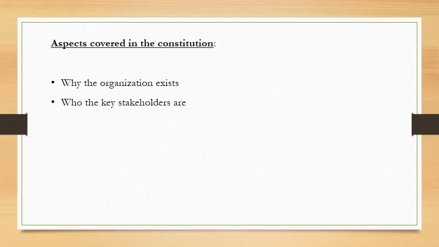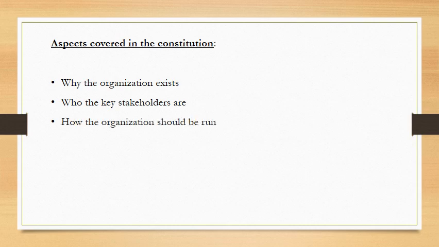Then secondly, you must state who your stakeholders are. Now, when we talk about stakeholders, we talk about everybody who plays a role in the organization, whether it be members who belong to the organization or the public that the organization is going to be working with. So, for example, if the organization is a soccer club, your stakeholders would be the players, the management, the coach, the doctors, as well as the supporters. So this will be stipulated in the constitution.